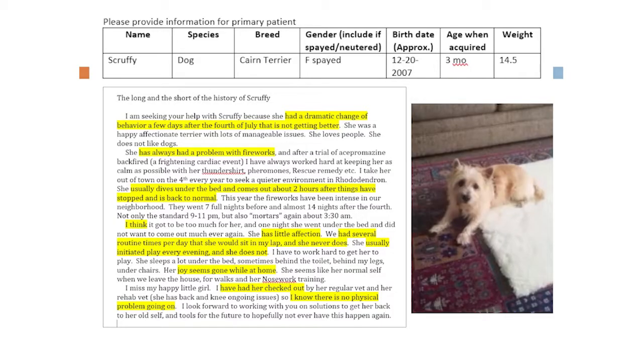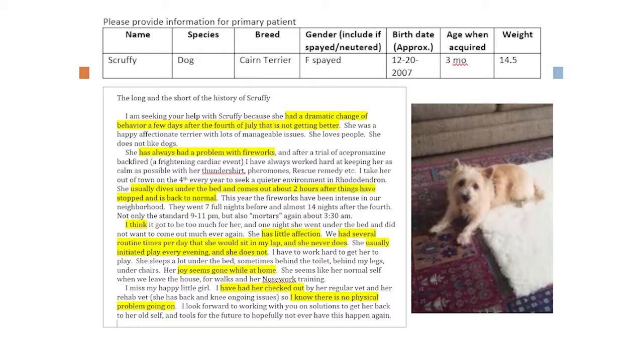Scruffy is another case that we're going to go through quickly. He's been in the home since 3 months. Female spayed Cairn Terrier, just saw Scruffy for the first time end of last year, so she's about 10 years old at that point in time. Long history, but what I want to emphasize in here with the cute little picture of Scruffy on her settle mat, or kind of on her settle mat, we're working on that. Always had a problem with fireworks, so this is a long-standing issue, and yet dramatic change of behavior after the 4th of July that's no longer getting better.